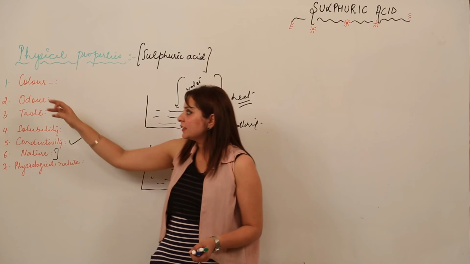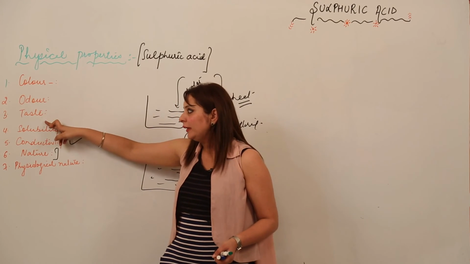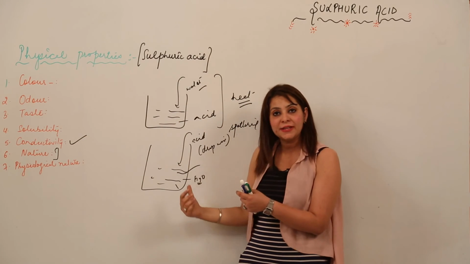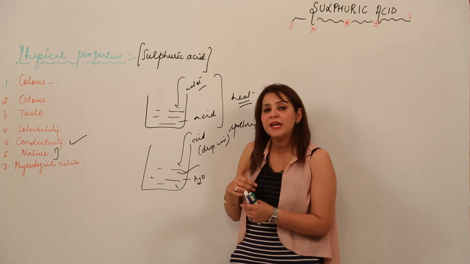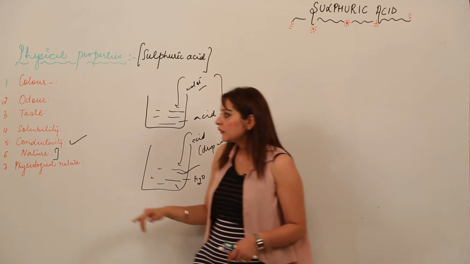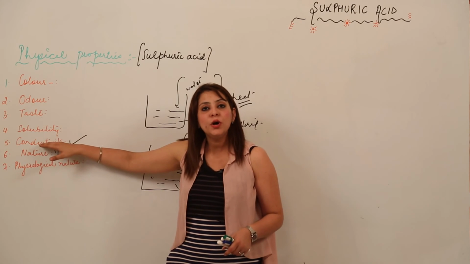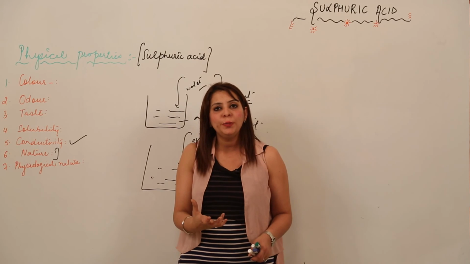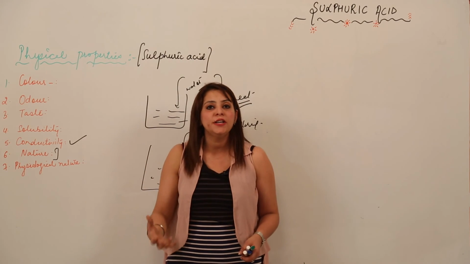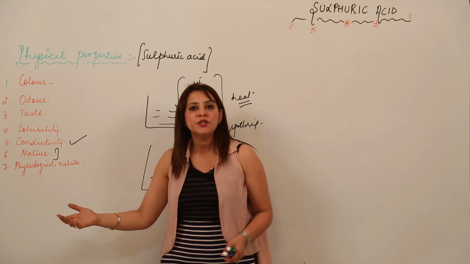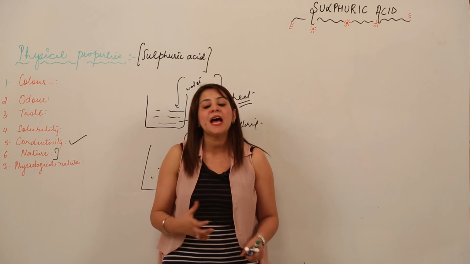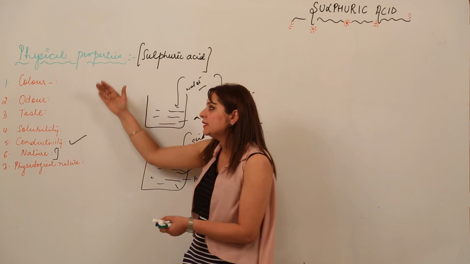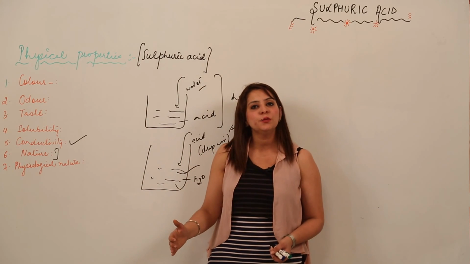So it is colorless, it is odorless, sour taste. If we talk about solubility, it is soluble in water, but you need to remember that we don't add water to an acid, we add acid to water. And then pure sulfuric acid is a poor conductor, but the dilute one is a good conductor. Nature, as I told you, hygroscopic, that is why it is used as a drying or dehydrating agent. And physiological nature, it is not fit for human skin as it causes a burning sensation, as it is corrosive in nature. So these are the physical properties. Now we are starting with the chemical properties.